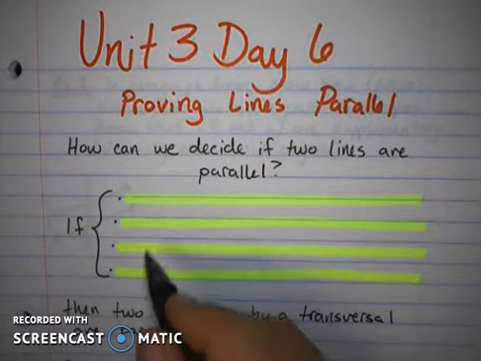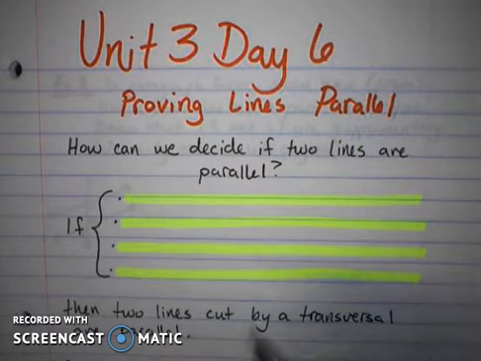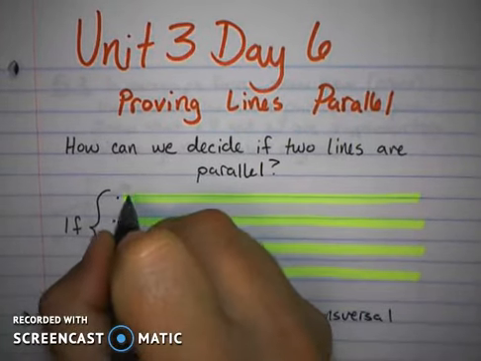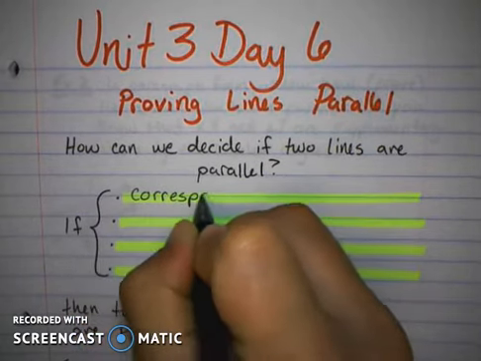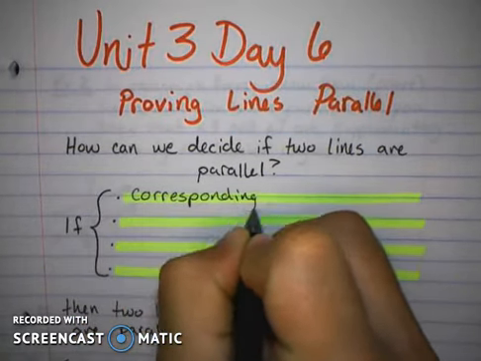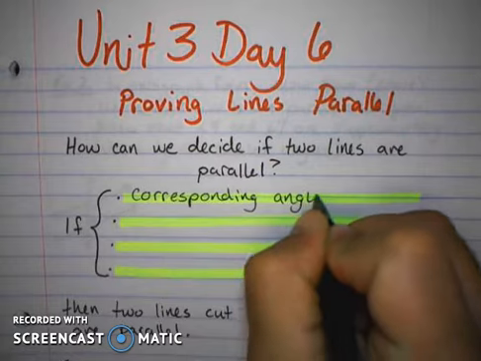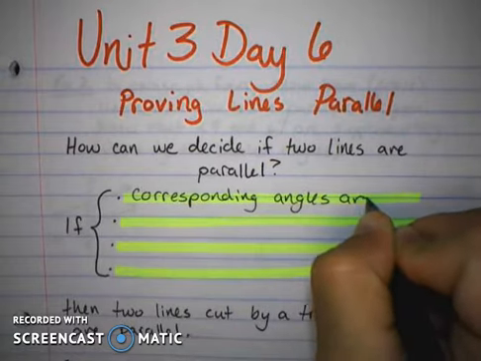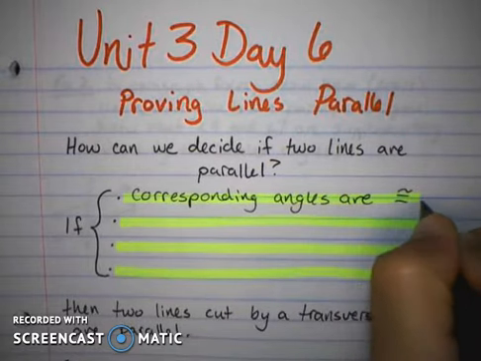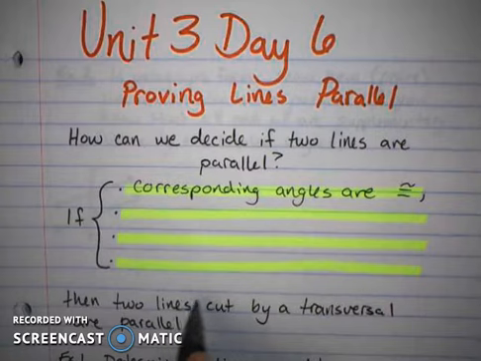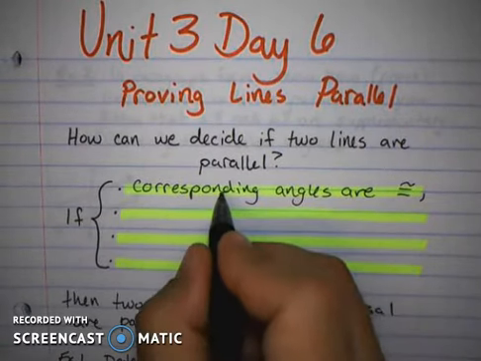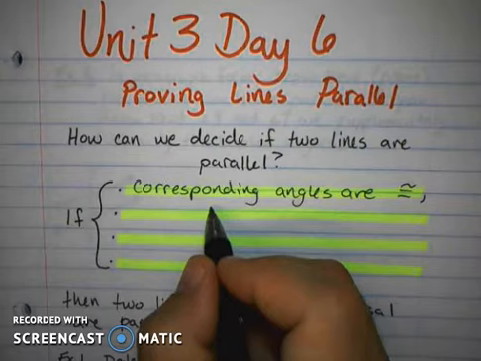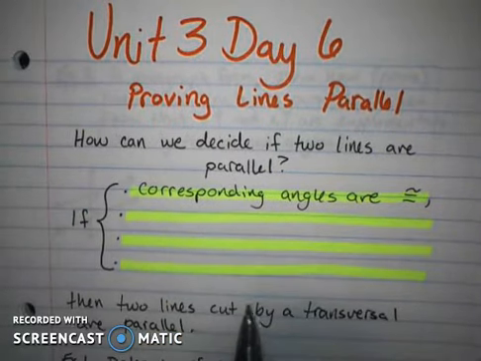There are four main conditions that we could use to prove the two lines are parallel. Okay, if corresponding angles are congruent, then the two lines cut by the transversal are parallel. So instead of saying if they're parallel, then corresponding angles are congruent, we're just flipping that around. We're taking the converse of all those theorems that we've looked at before.